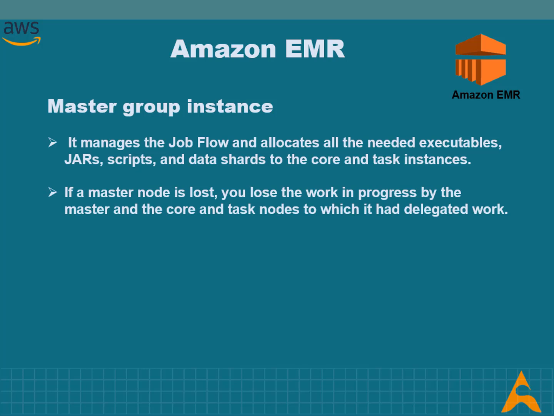The master group instances serve a critical function in our Amazon EMR cluster. If a master node is lost, you lose the work in progress by the master and also the core and task nodes to which it had delegated work.